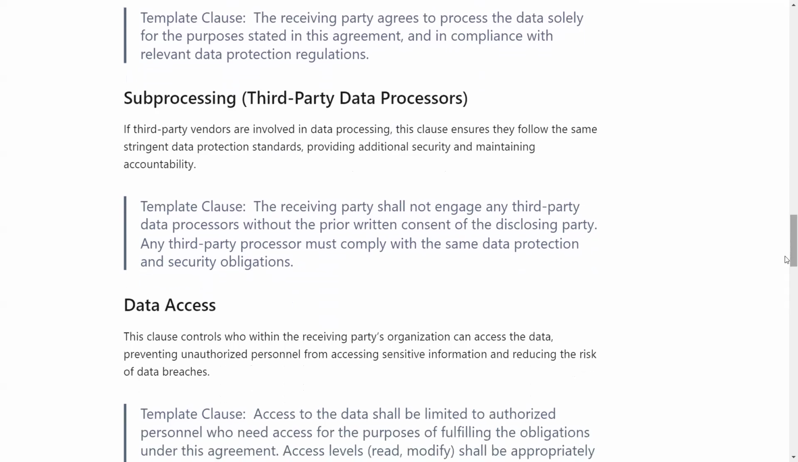Sub-processing or third-party data processors. If third-party vendors are involved in data processing, this clause ensures they follow the same stringent data protection standards, providing additional security and maintaining accountability.